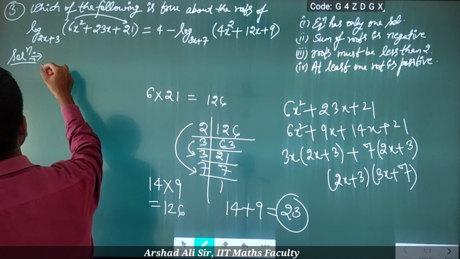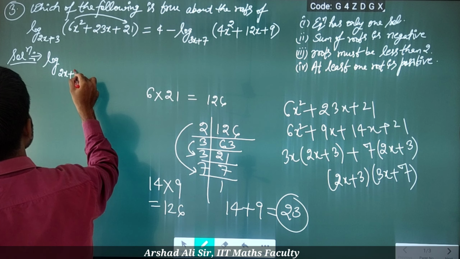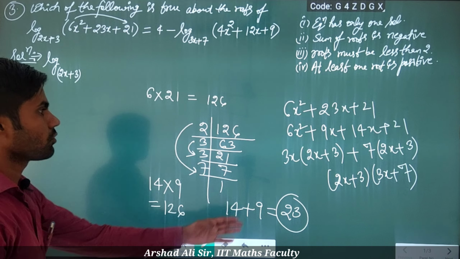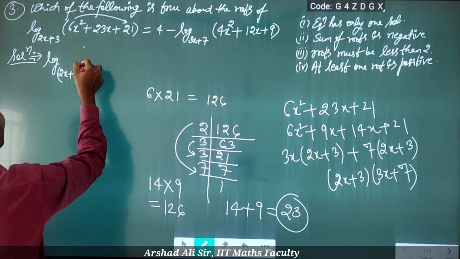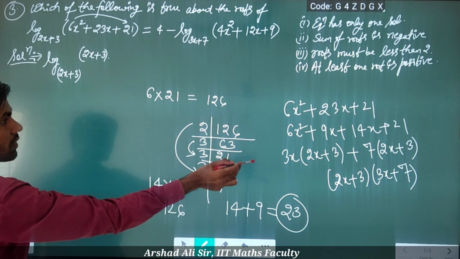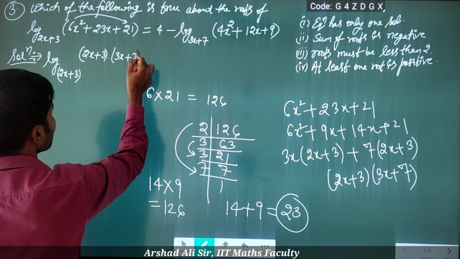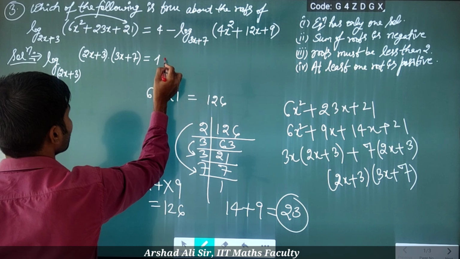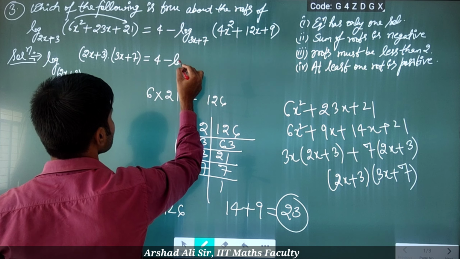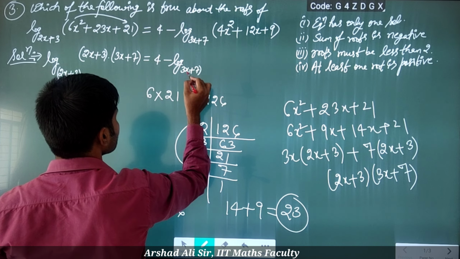So in the first step we can write log base (2x plus 3), that is our base. And instead of this quadratic expression, we can write (2x plus 3) into (3x plus 7). Now equal to what we have? 4 minus log base (3x plus 7), that is our base.